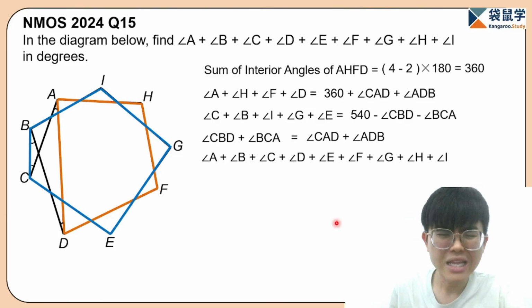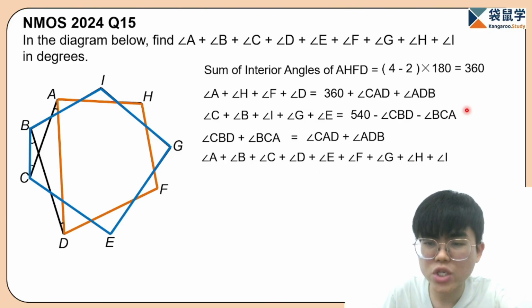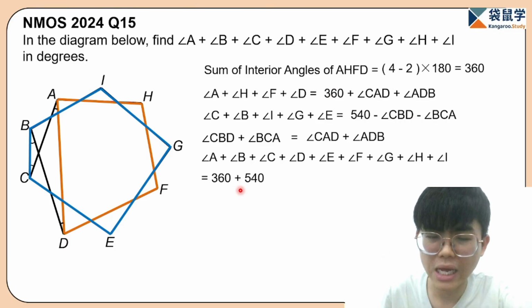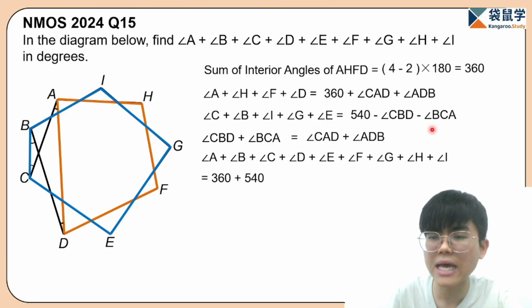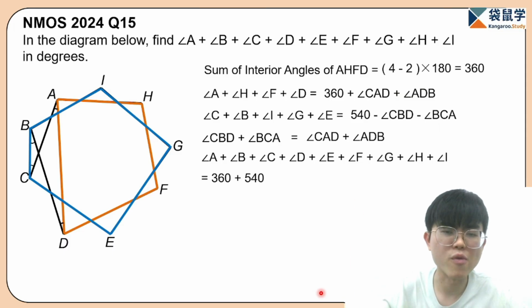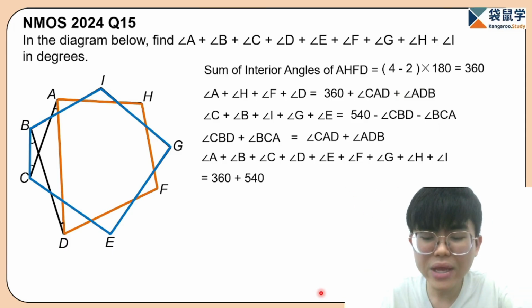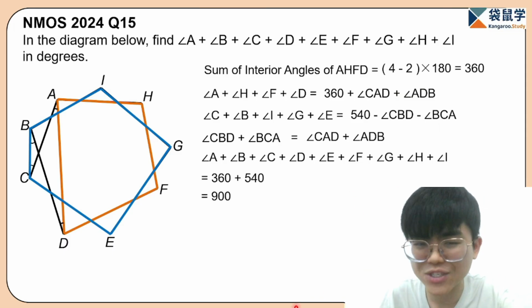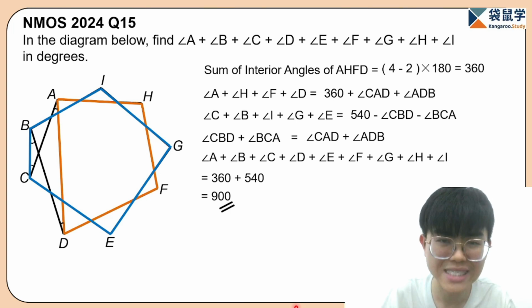So everyone, the sum of all of these angles, which is the sum of all these 2 parts, will be 360 plus 540. Because these 2 parts are the same, they can be removed, cancelled out. So we know that the answer will also be 900 degrees, and this is our final answer.